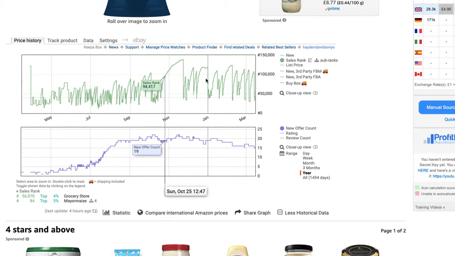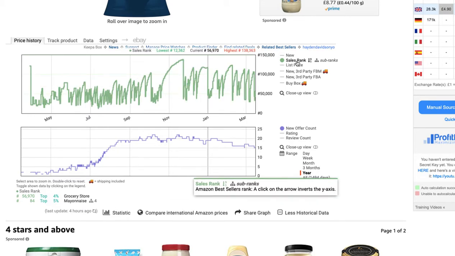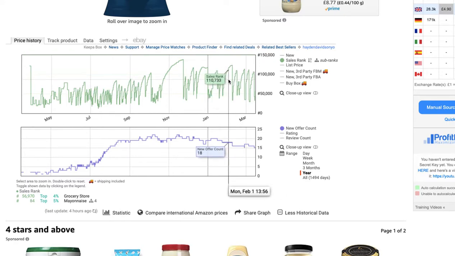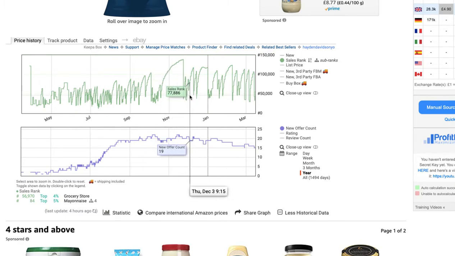Now, the current rank is 56,000, in the black there, it's 970. And you can actually hover over the rank here, and it will go up in thousands, and it will show you the different ranks that it has been on the Keepa graph. Now, you may or may not know that the higher the rank, the slower the item is selling. So as you can see, the rank is much higher here.